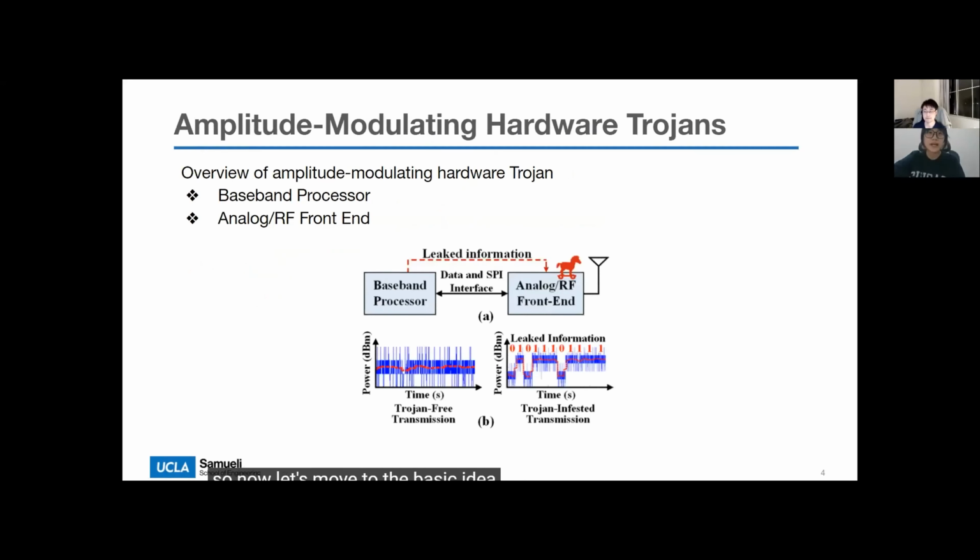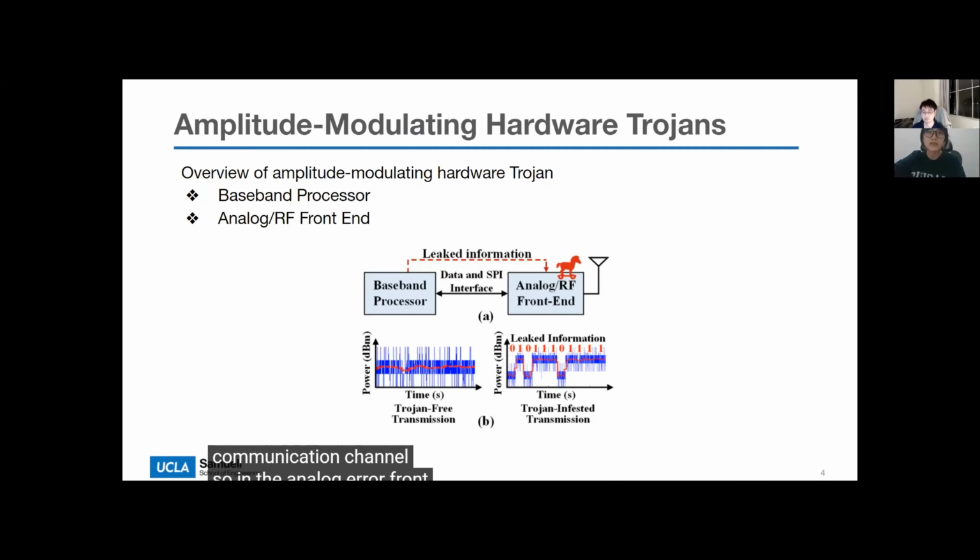So now let's move to the basic idea of amplitude modulating analog RF hardware Trojans. As shown in this figure, the physical layer of a standard compliant wireless device consists of two blocks. The baseband processor is responsible for implementing the wireless protocol and its associated signal processing blocks that convert the raw user data into a form suitable for transmission. The analog RF front end, on the other hand, plays a critical role in enabling the transmission and the reception of the transformed user data through the designated wireless communication channel.